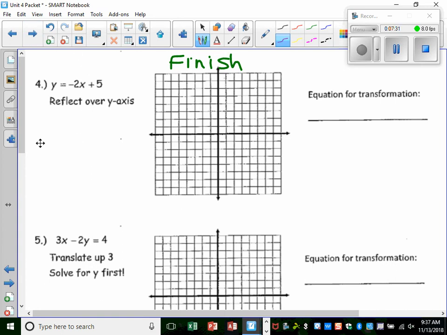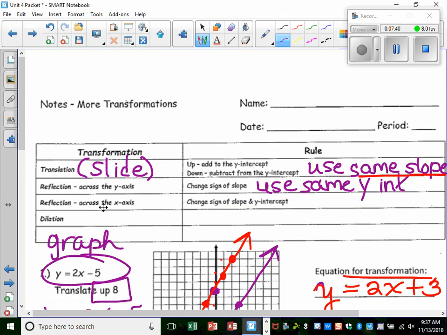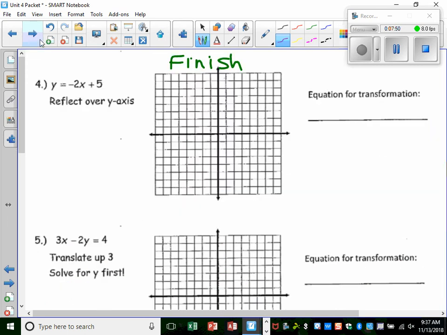All right, so let's move on to this page here. This one is reflecting over the y. So what does the rule say when you reflect over the y? It says that you only change the sign of the slope. You use the same y-intercept. So we're only going to change the sign of the slope. So since this slope is a -2x, this will become a +2x. Okay, nothing else changes except change the sign of the slope.